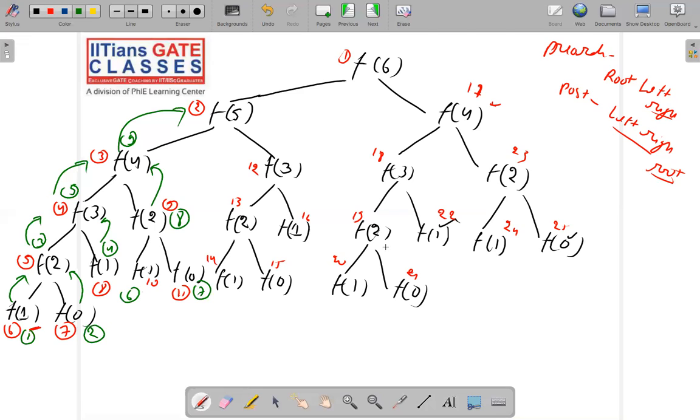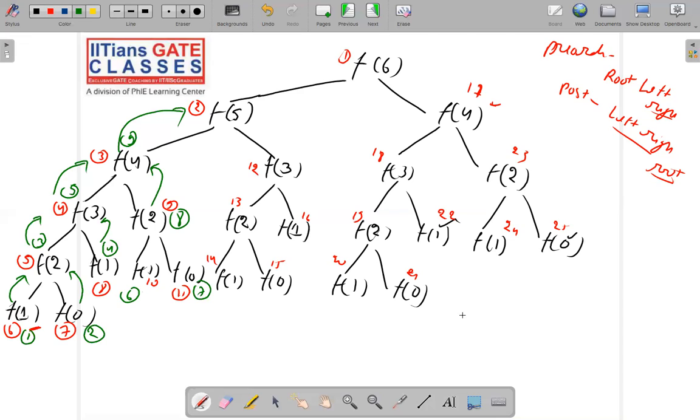So remember, the calling of recursive functions happens pre-order wise, and the returning of the functions happens post-order wise. So this is the order of the return. This is a very important question asked in many computer science examinations: in which order the functions are called and in which order the functions are returned. So this is one important question.